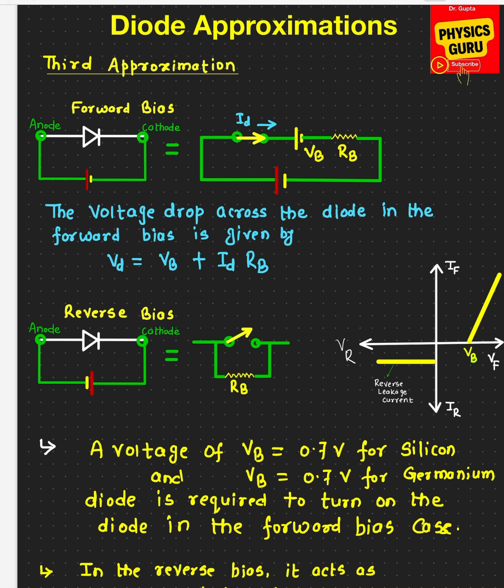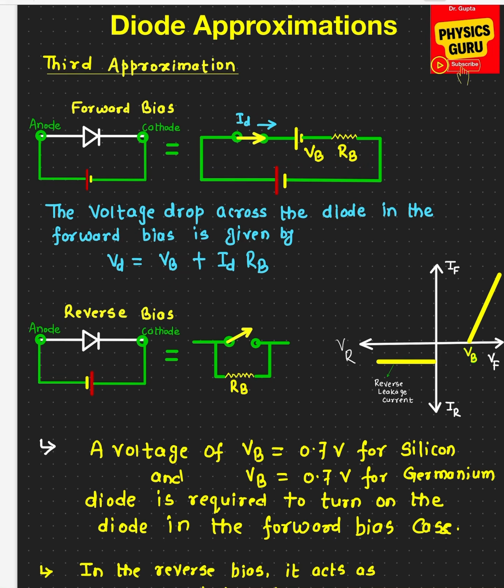So what does this mean? Now let's say you apply 1 volt here. For the silicon diode you need 0.7 volt to turn on the diode, that means 0.3 volt will be across this bulk resistance. The total voltage must be equal to the supply voltage. Now if this is 5 volt, then this one again will be 0.7 volt, and across this resistance it will be 4.3 volt. So in the third approximation, a diode is approximated as a bias voltage plus resistance, and that's the equation for the voltage.